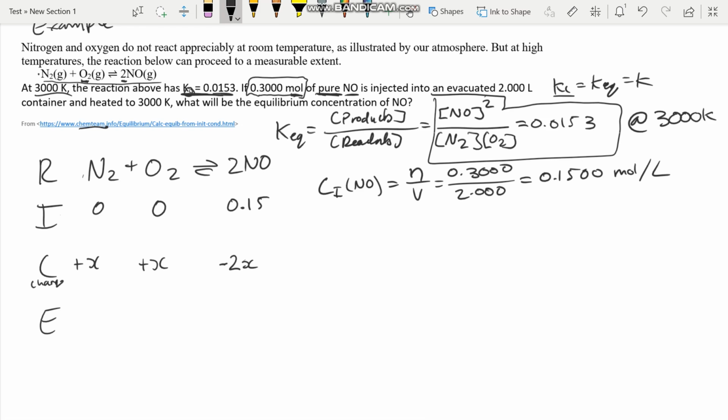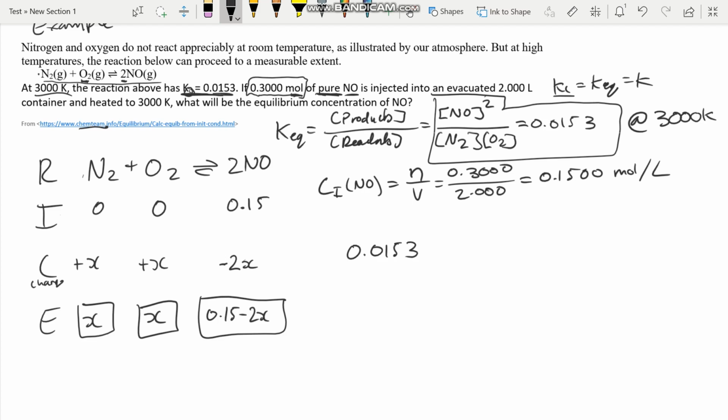Using these changes, we can write an algebraic expression for what the equilibrium concentrations are. So for this one, the equilibrium concentration would be 0.15 minus 2x. This one would be 0 plus x, which would just be x, and 0 plus x, so it would just be x. We have now got an algebraic expression for each of the equilibrium concentrations. This means we can sub this algebra into this equation up here and solve for x, which is what we're going to do now.